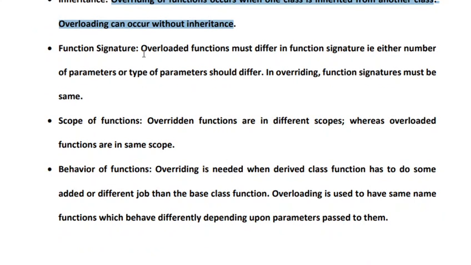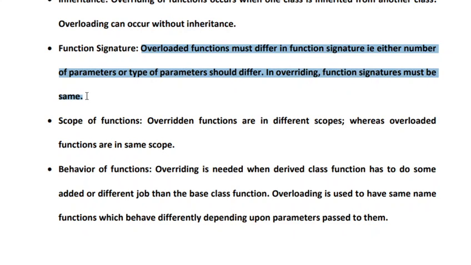Now, function signature. Overloaded functions must differ in function signature, either in number of parameters or type of parameters. In order to ensure that the compiler is capable of differentiating between overloaded functions, you need to have different types of parameters or a different number of parameters. Now, in case of overriding, the function signature should always remain the same.